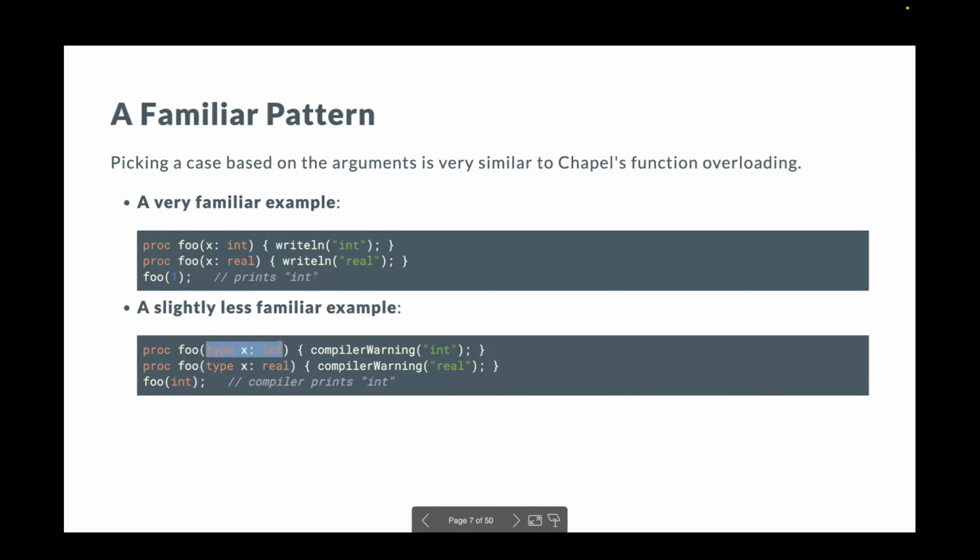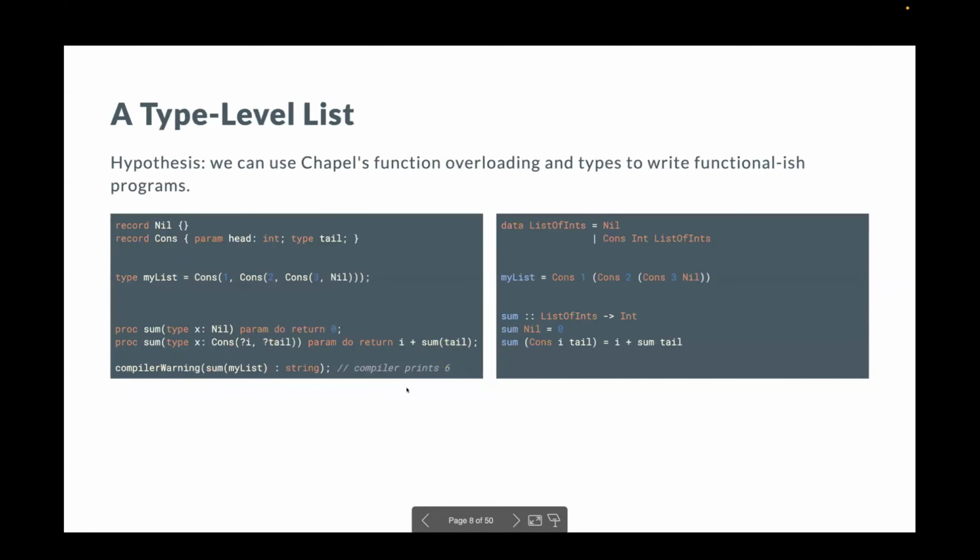So the first procedure accepts the type integer, and the second procedure accepts the type real number. And actually, there are subtypes of integer and real, but these only have one instance, so it doesn't really matter. And so you can call foo of int, and because the first function matches int, the first function will be the one that gets picked, and you'll get a compiler warning that says int. So this is actually very similar to how Haskell does things.